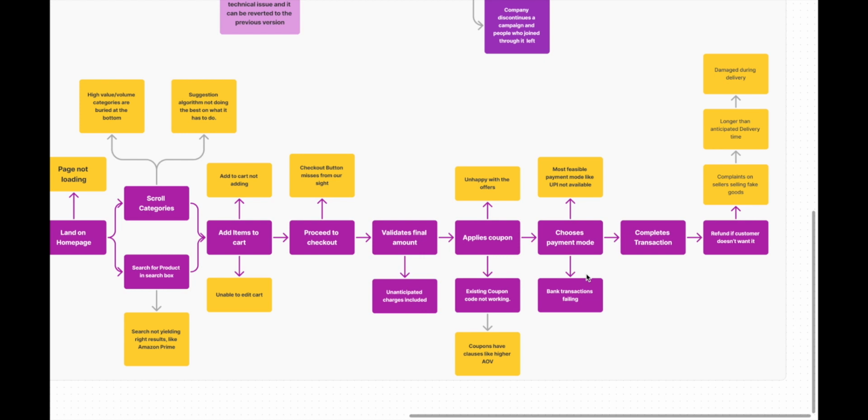And even if that is successful and the transaction gets completed, if there is some issue with the logistics where the delivered goods are not rightly delivered, it could be complaints that the seller is selling fake goods like fake Apple watches and fake iPhones, or longer than anticipated delivery time, that the user cancels the order and asks for a refund, or if the order is delivered but damaged. So in either of these three cases, the user returns it, and that also adds to loss in revenue.